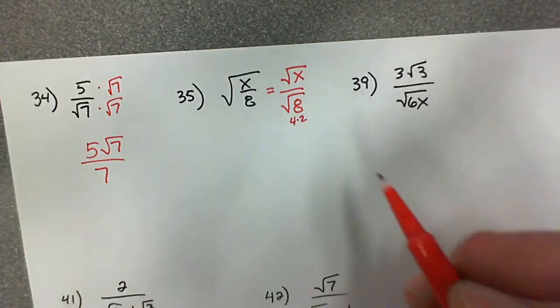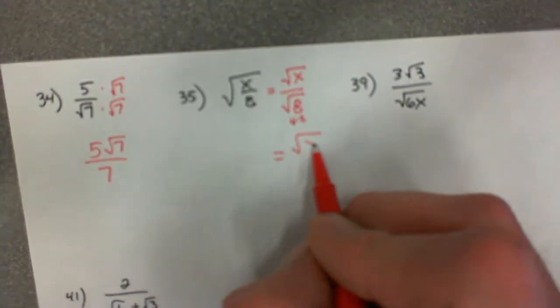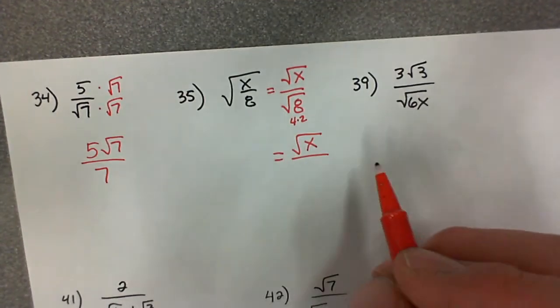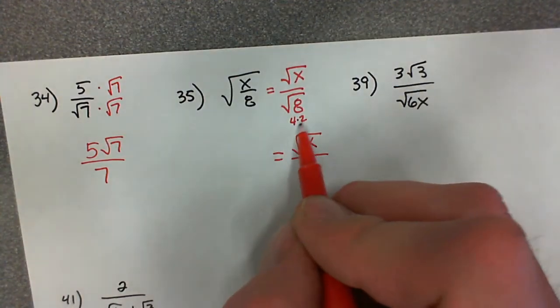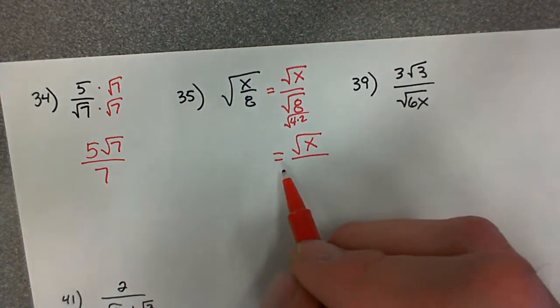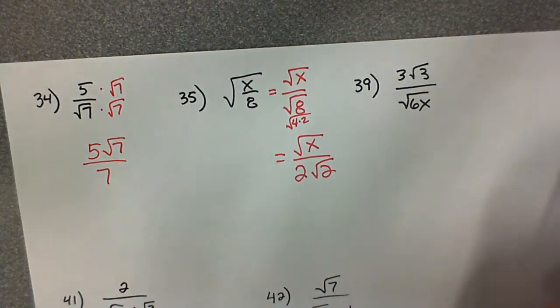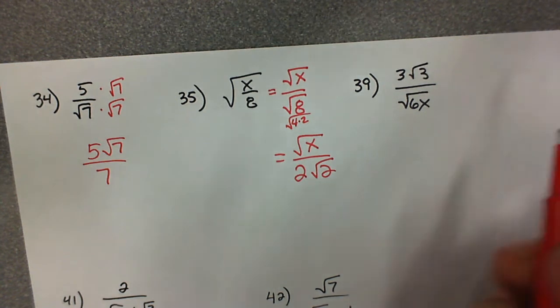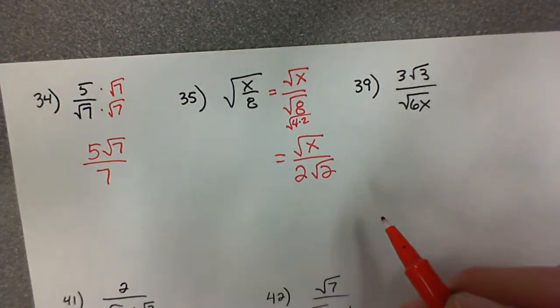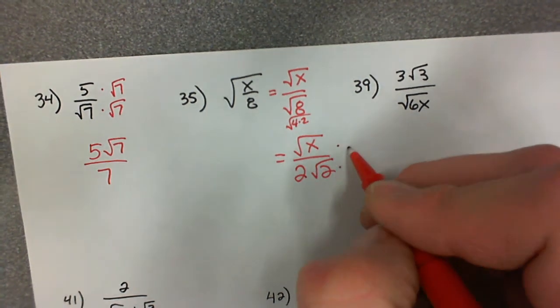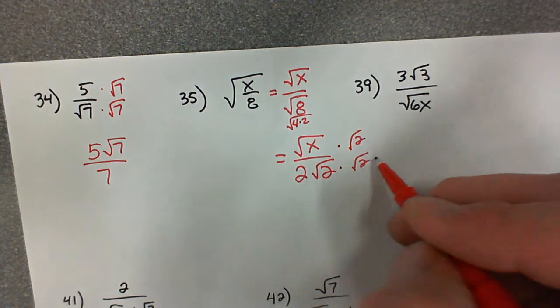Square root of 8 is 4 times 2. So the numerator is going to stay the square root of x. But the denominator, we're going to break up into 4 times 2 and take the square root of those separately. So square root of 4 is 2, square root of 2. Okay. And now we just need to get rid of the square root of 2 in the denominator, so we can multiply top and bottom by square root of 2.